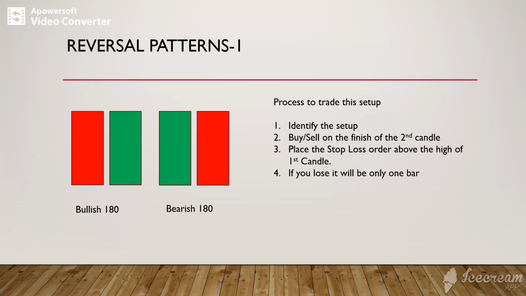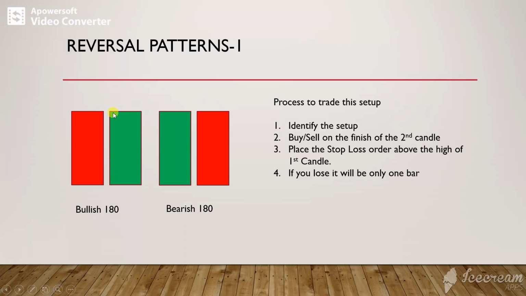Okay. So the first reversal pattern which we're going to talk about is called the bullish 180. A lot of people call it by different names like engulfing and all, but I call this a bullish 180 degrees. The reason being that, if you notice, this red bar is completely taken over by a green bar. So this is a bullish 180-degree pattern that covered the red bar.